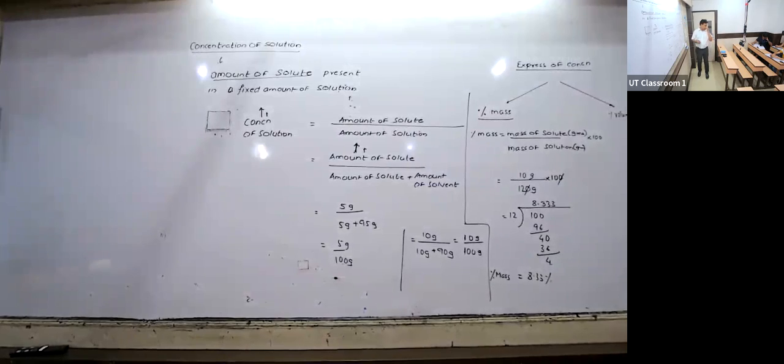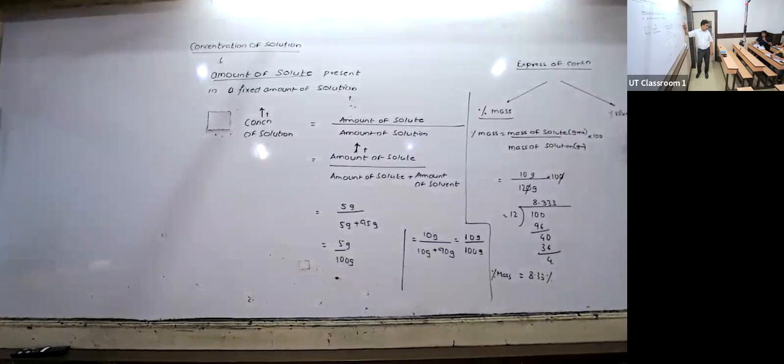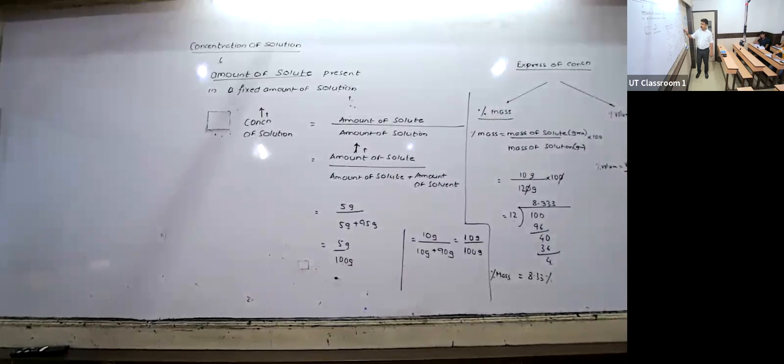A percentage in terms of volume, where both, for example, the solute and the solvent are liquid. So it is going to be called percentage volume. So what is percentage volume? Percentage volume is equal to volume of solute upon volume of solution into 100. Volume is expressed in ml, yes or no? And volume of solute is also expressed in ml.